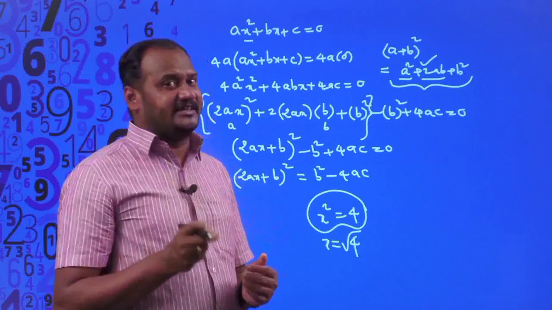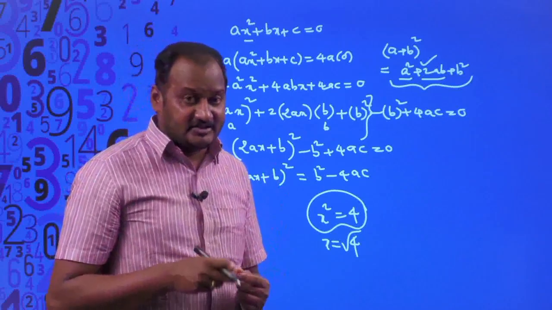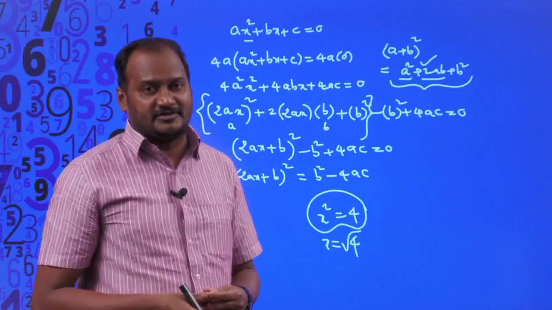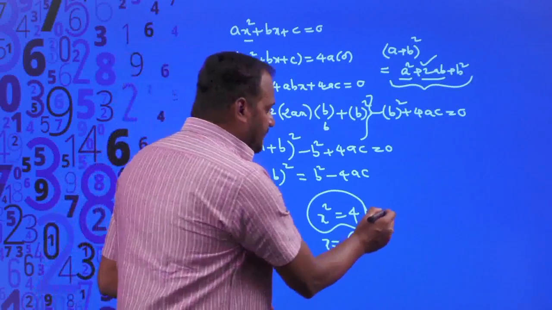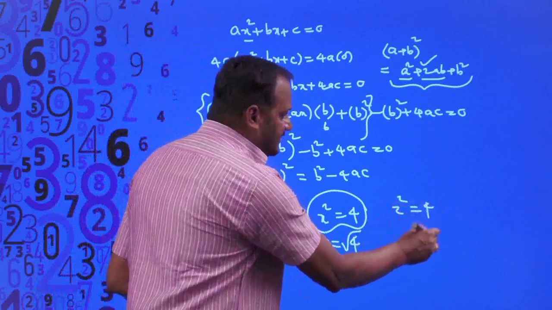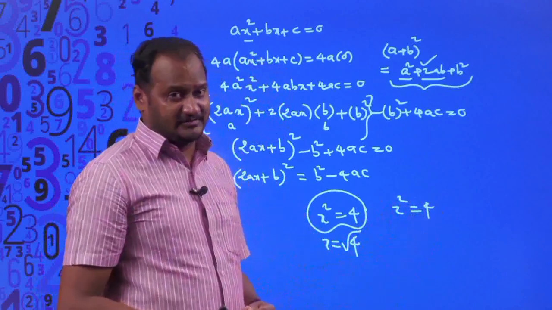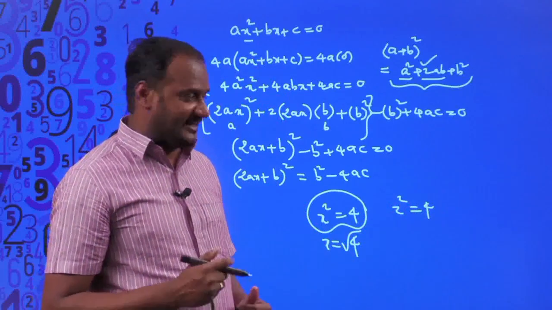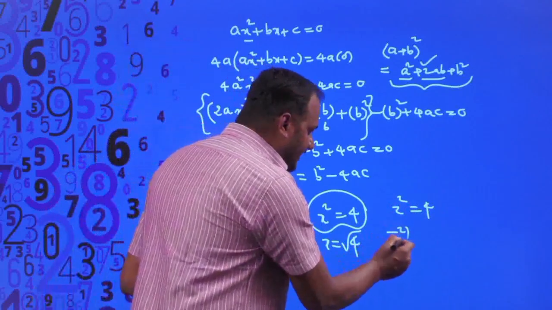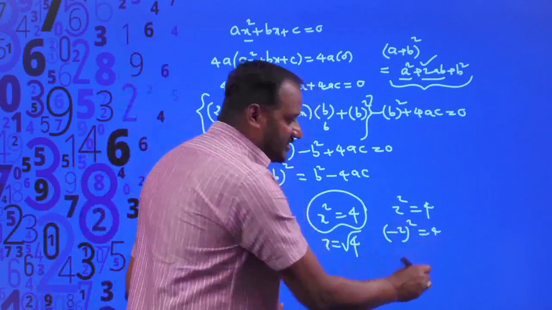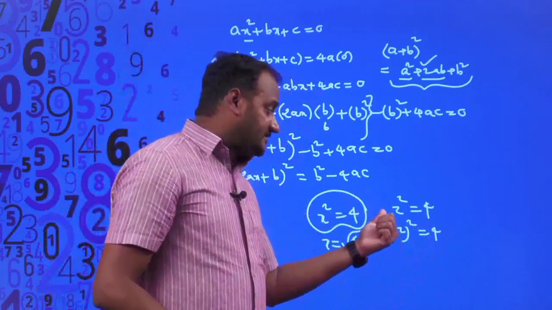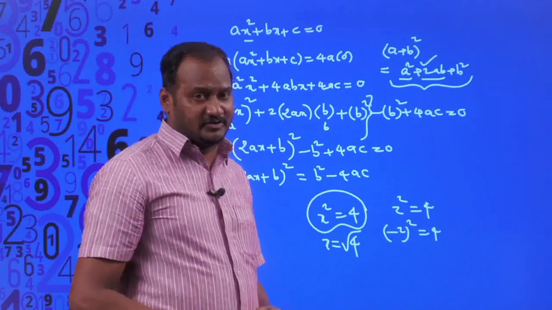So you will have to think in such a way: square of which number is 4? Everybody knows that square of 2 is equal to 4, right? But you will have to think more. Square of one more number is also equal to 4. What is that number? Yes, square of negative 2 is also equal to 4. So what did you understand here? Square of 2 is 4 as well as square of minus 2 is also equal to 4.